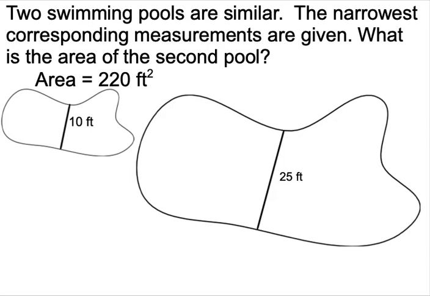Okay, situation example. Two swimming pools are similar. Their narrowest corresponding measurements are given. What is the area of the second pool? So we've got a small pool, 10 feet across at its narrowest place, there in the middle. Area of 220 square feet. Then we have a second pool similar to it, 25 feet across at the center. And we need to find its area.